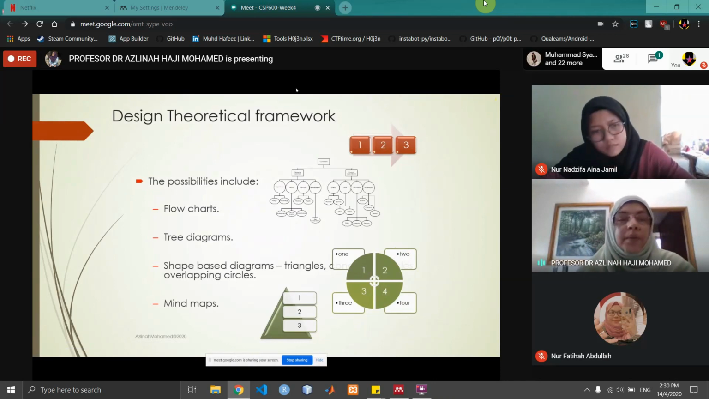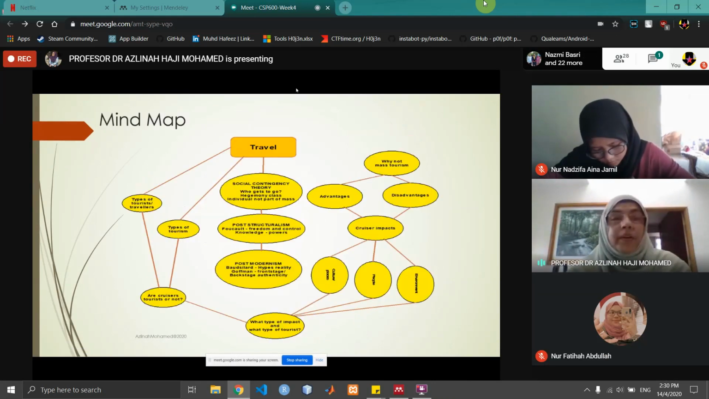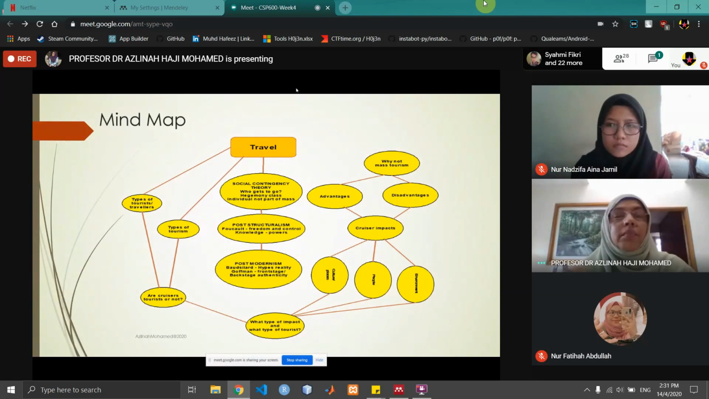I'm going to give you one example of mind maps. Another way of designing the theoretical framework is through mind maps. This is an example of a mind map. Yeah, you will see that in one of your assignments, they ask you to actually map out these findings that you get from the literature review. Okay, which I call the theoretical framework. So this is one example of how you can show what you have, what are the things that you are going to study, what are the topics that you found through the literature review.